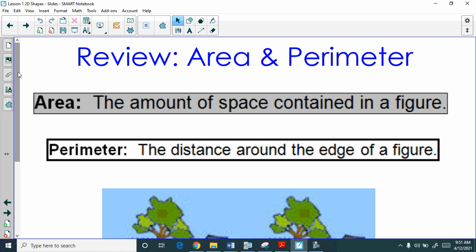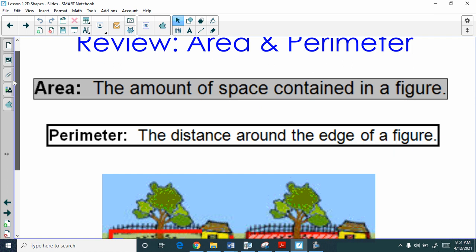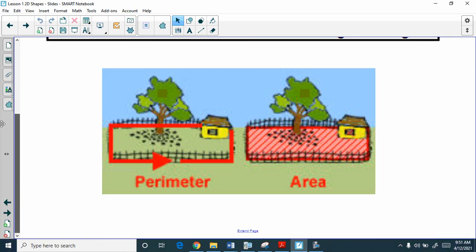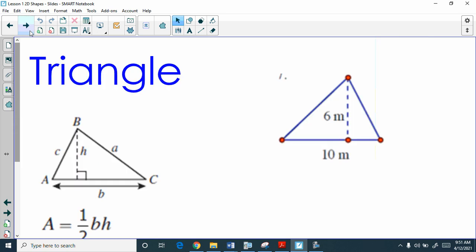So remember a little bit about area, right? It's the amount of space contained in the figure, where the perimeter is the edge. So if we're thinking about a yard with a fence, the perimeter is going to be the actual fence itself, and the area is going to be the space contained in between it.